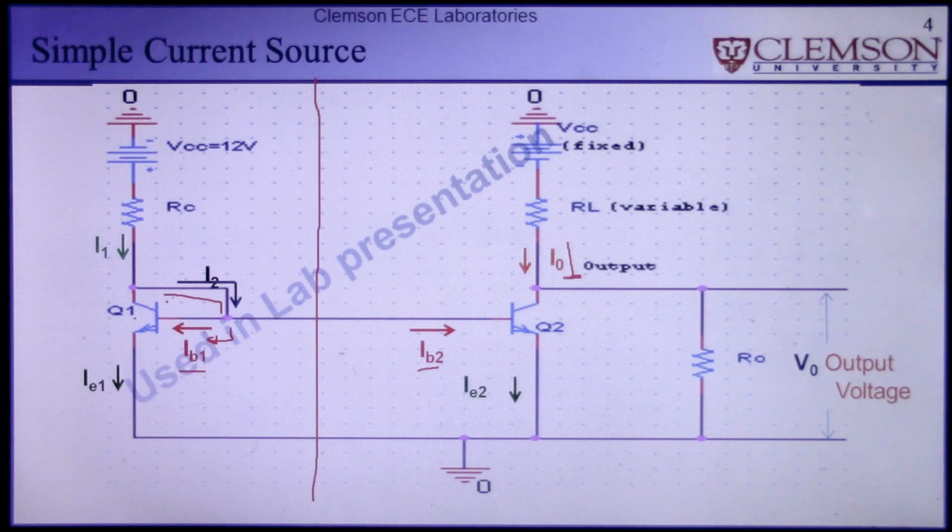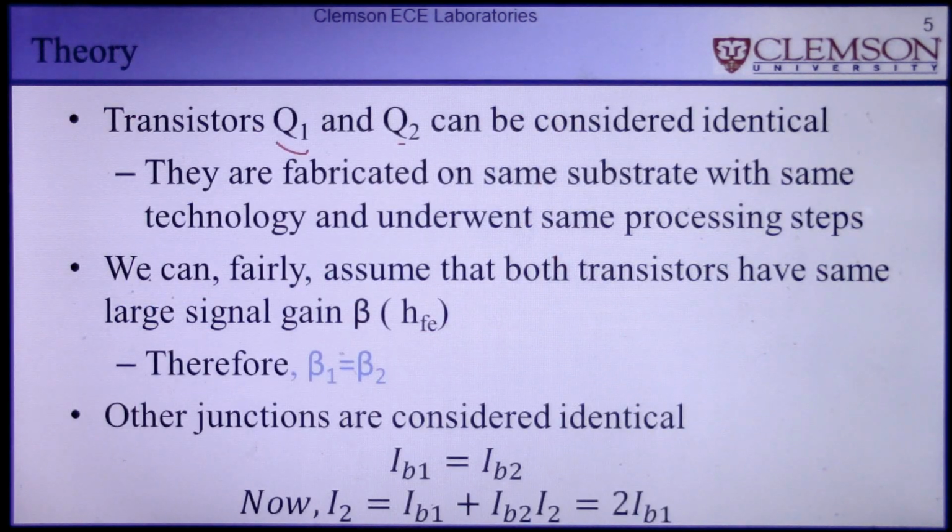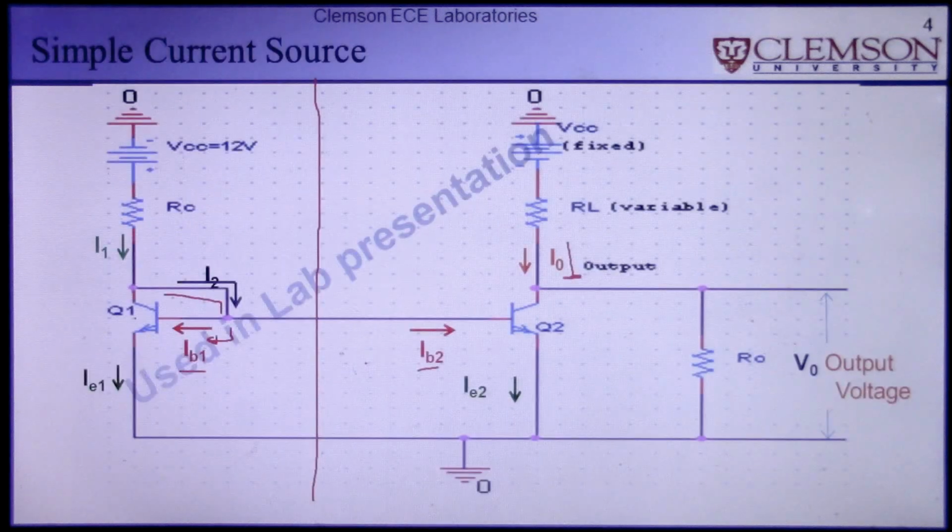So if this was processed 500 times, this is also processed 500 times; if this is processed 10 times, this will be processed 10 times. So there is no difference. They are from the same chip essentially. Keeping that in mind, we can fairly assume that they have the same gain beta, which in terms of the hybrid parameter is hFE. So therefore the gains of transistor 1 and transistor 2, beta 1 and beta 2, are the same.